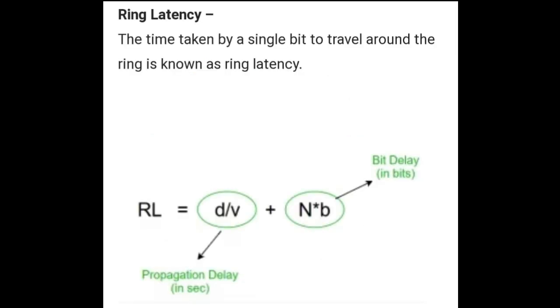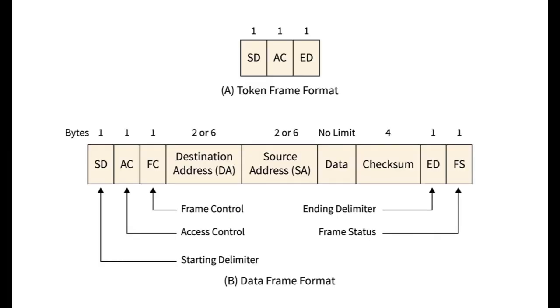Then next, ring latency. The time taken by a single bit to travel around the ring is known as ring latency. RL equals d/v plus N into b. This is the formula for ring latency. d is the length of the ring, v is the velocity of the data in the ring, N is the number of stations in the ring, and b is the time taken by each station to hold a bit before transmitting it.